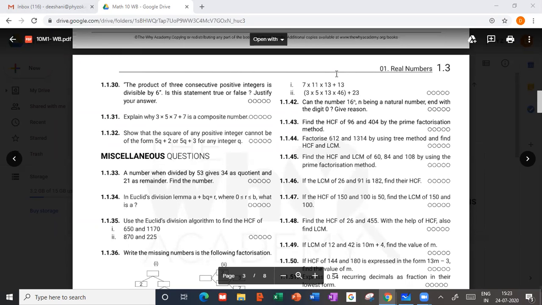Okay, cool, then we solve more HCF LCM questions. Okay, let's take this one. Find the HCF and LCM of 60, 84 and 108 by using prime factorization method. The 45th question.